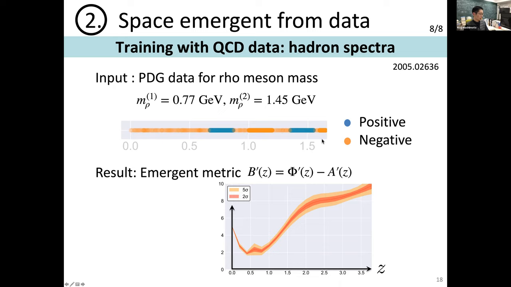So here is a plot of B prime Z, where Z is the horizontal direction, which is the extra dimension. And around Z equals zero, which is the AdS boundary, it approaches the pure AdS metric, but inside, it has some kind of strange behavior. And once this metric is assumed, then it reproduces this rho meson data.